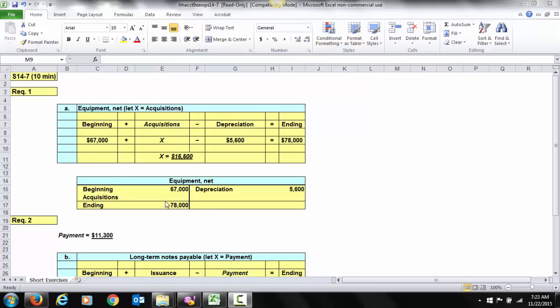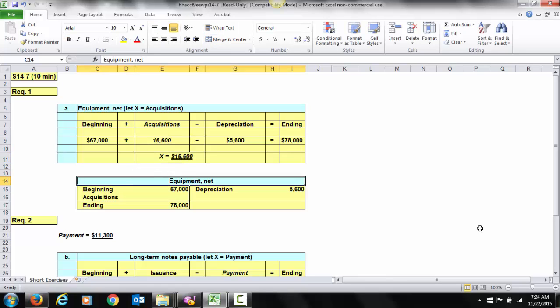You can approach this either using a T account, that's the way I like to do it, or you can set it up just like an equation, where you start with a beginning number, your beginning balance. That was your beginning balance in the equipment account as of December 31st, 2011. You know you're subtracting out accumulated depreciation, and you know that you are ending up with $78,000 in equipment. Therefore, in order to get that equation to balance, X has to equal 16.6.